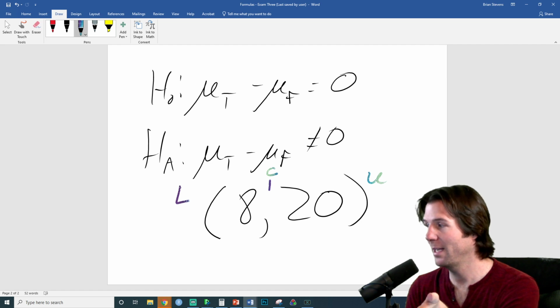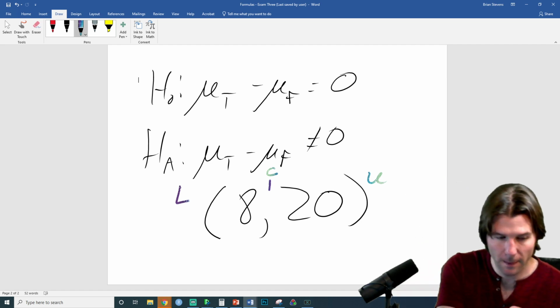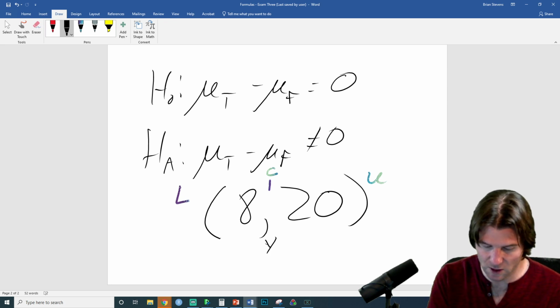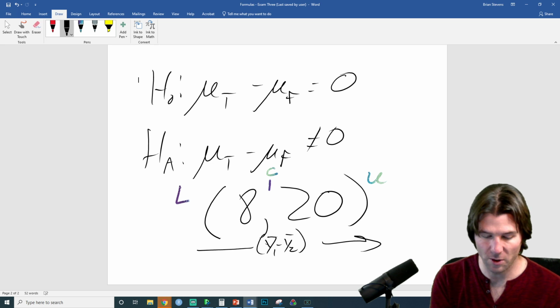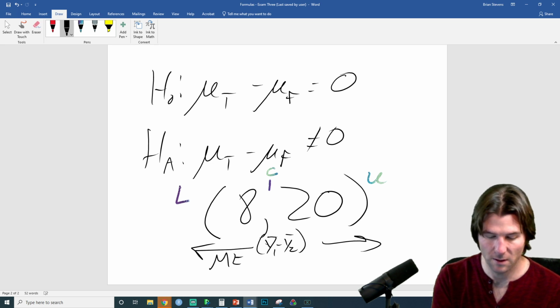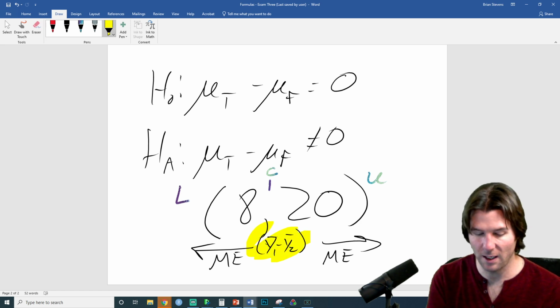So we see right here that the middle of this interval is 14, which is actually where, this is interesting, I don't think a lot of people realize this, this is where y bar 1 minus y bar 2 would be. The very center of this interval would be this, because then we would do plus or minus a margin of error on this. So this is your estimate right here.